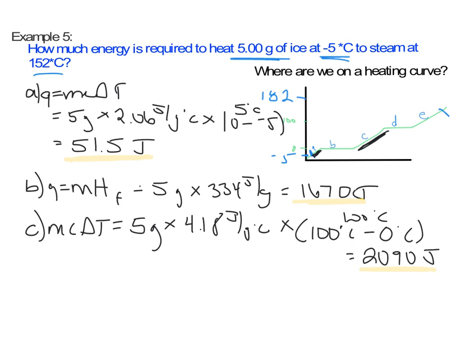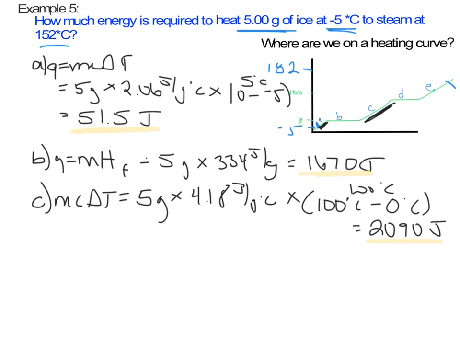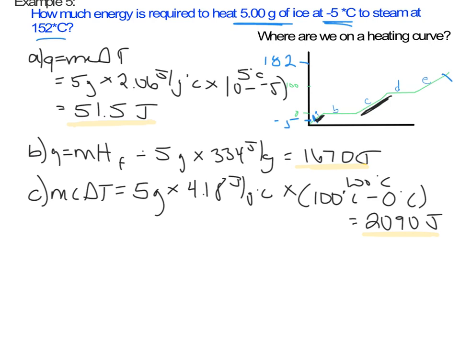So now, let's slow this down a little bit. We're going to go with step D, which is a phase change. It's flat, so we're going to have to use MHV here. So our mass is still 5 grams times HV for water. You'll have to look that up in your notes.